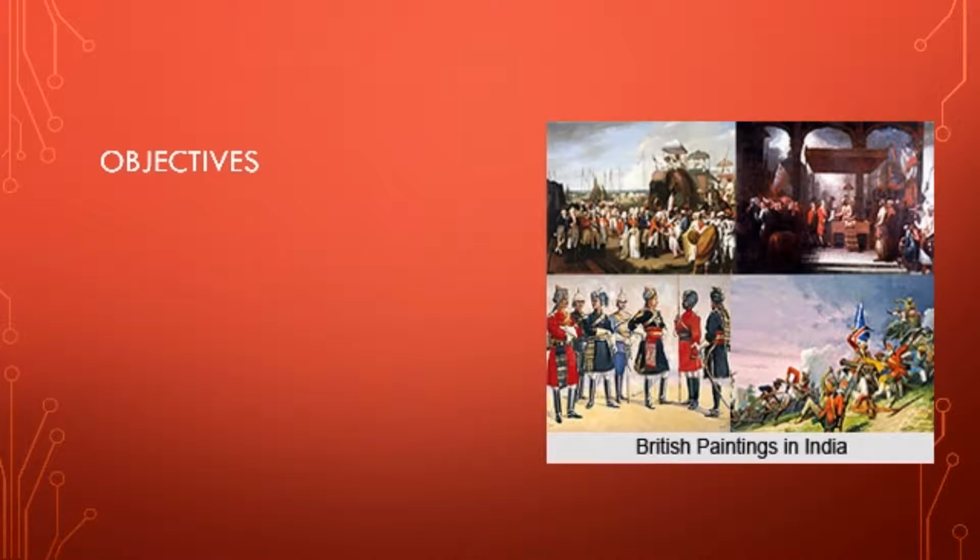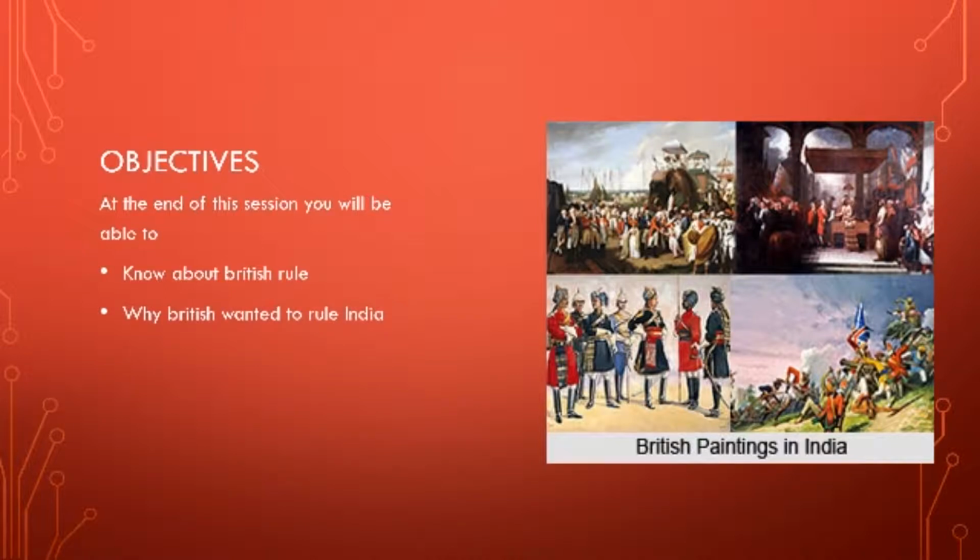So what you will learn in this chapter, the objectives. At the end of this session you will be able to know about British rule, why the British wanted to rule India, how they flourished their trade, the East India Company, and the impact of British rule.